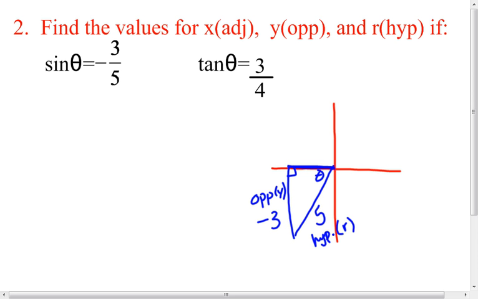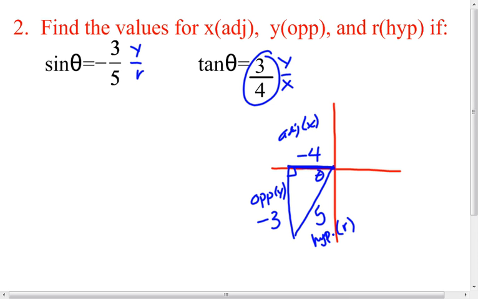So you need to pay attention to what quadrant you're in. Your x value is negative, and if you do a squared plus b squared equals c squared, your adjacent, or your x value, will be -4 because it's to the left of the origin. So you have to pay attention to what quadrant you're in. You're going to be tempted to go, well, sine is y over r, and tangent is y over x. And then you're going to get yourself in trouble because these look like they're both positive, and they're not both positive.